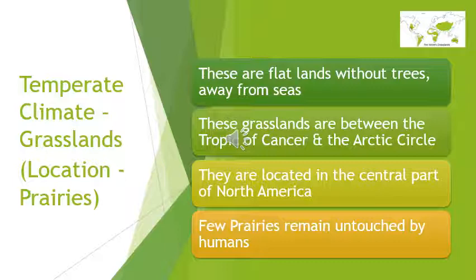This region is endless flat plains with no big trees inside. Now, these prairies are the biggest wheat growing regions in the world. Earlier, it was covered with thick grass. But still there are a few prairies which are untouched by human activities.